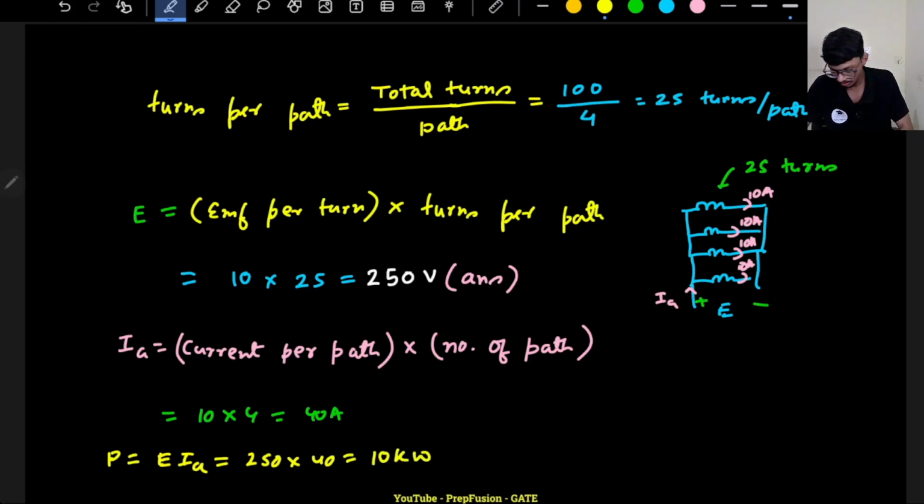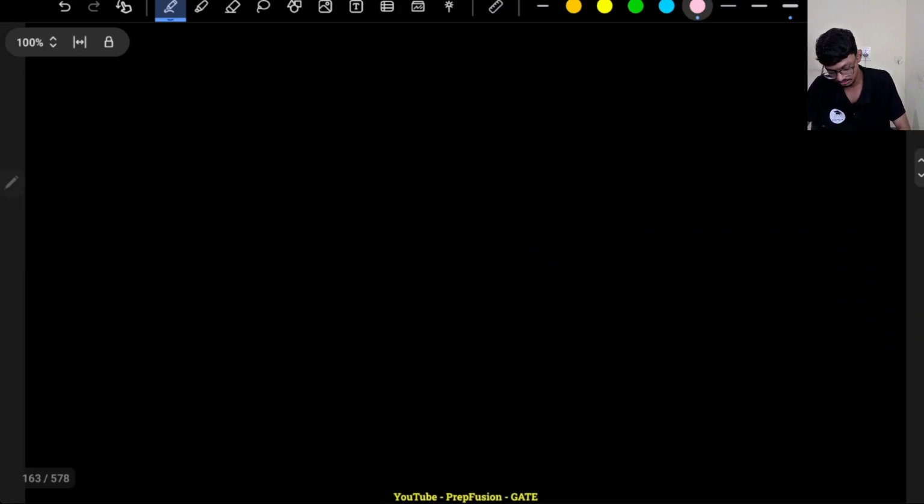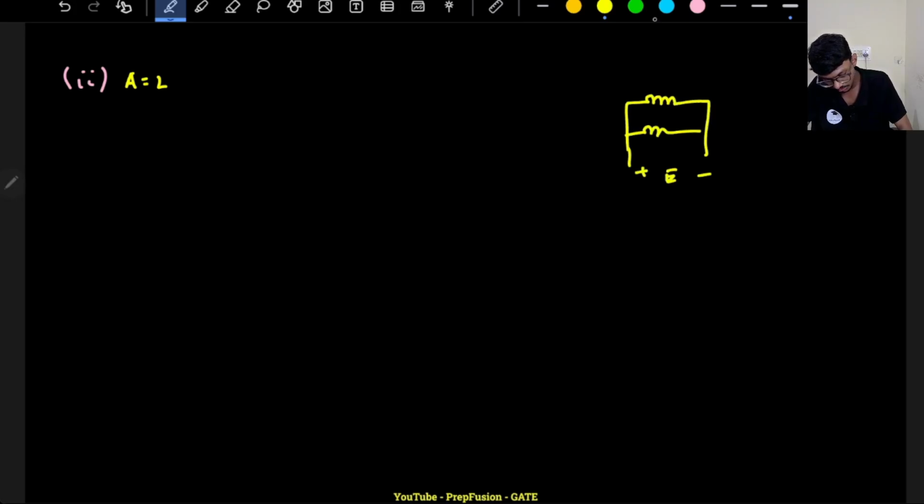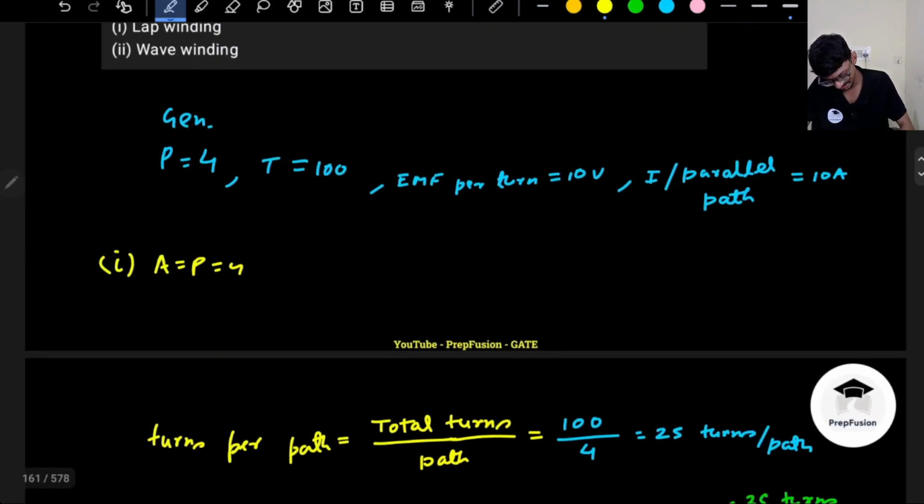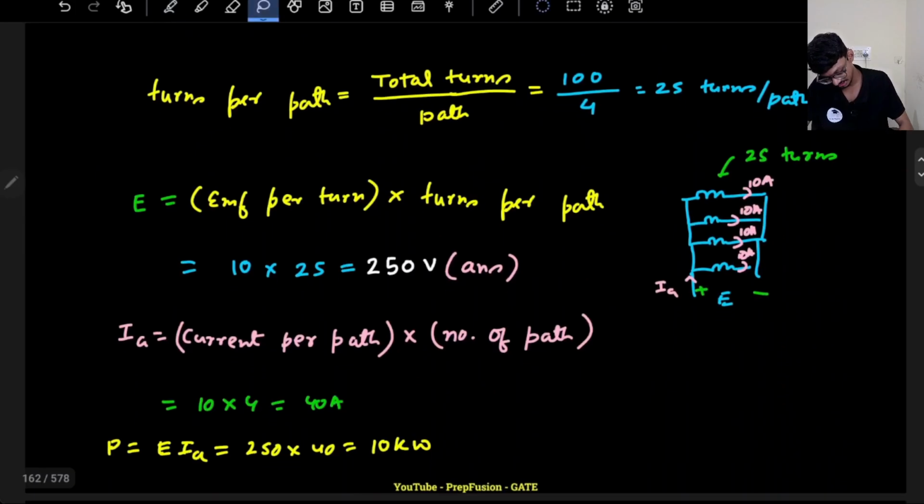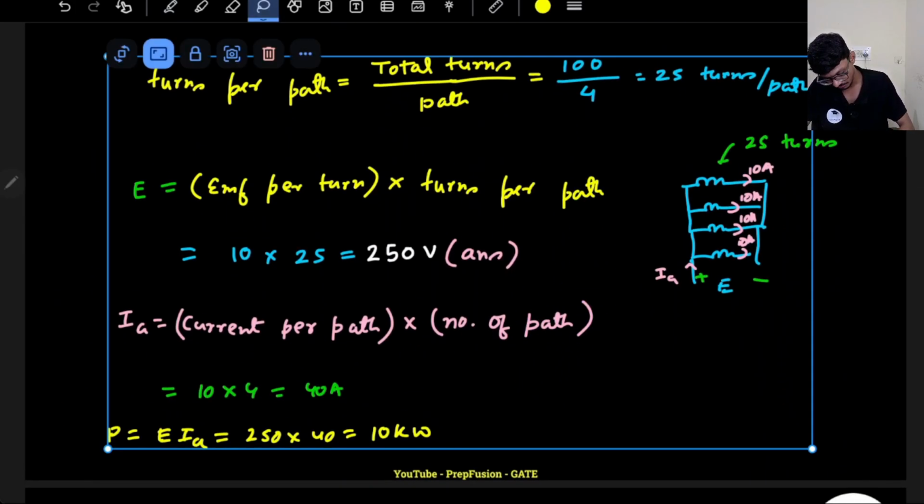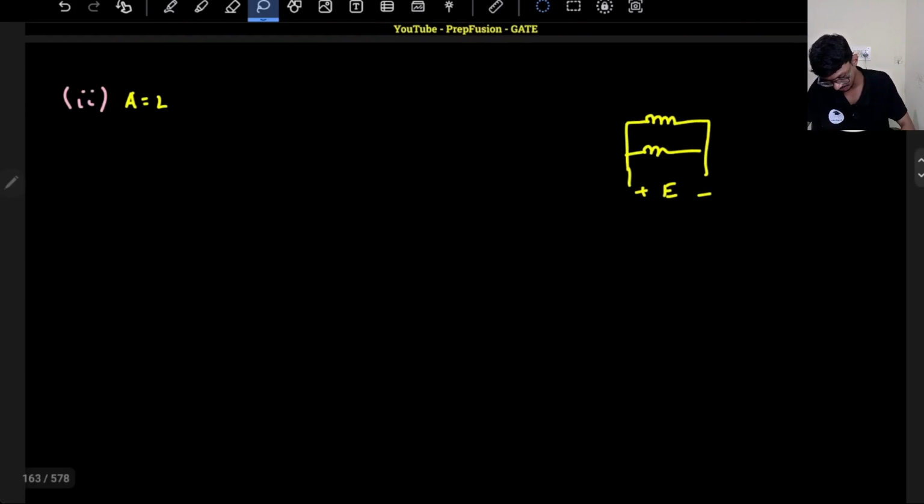Okay. Let's solve it for the second case, that is the wave winding. So in wave winding, what happens? In wave winding, I will have only two parallel paths. A will be 2, that is fixed. Now what is the turns per path? Again the same thing, so I'll just copy and paste this. Same analysis, nothing will change. Just the turns per path will change. That's why these values will change, except that everything will remain the same.